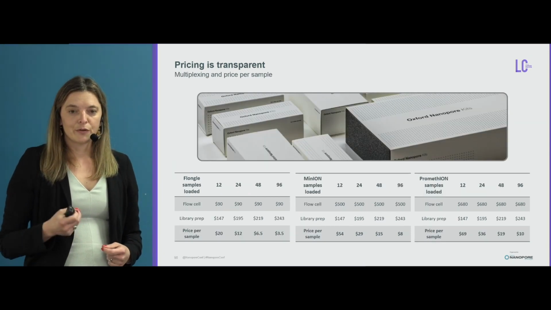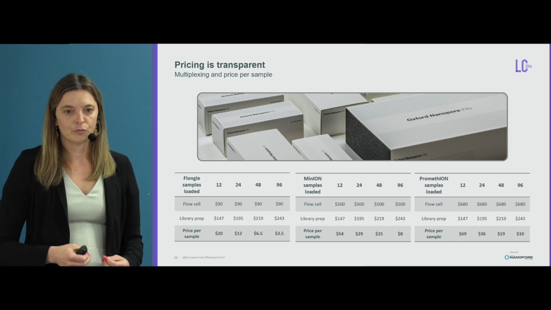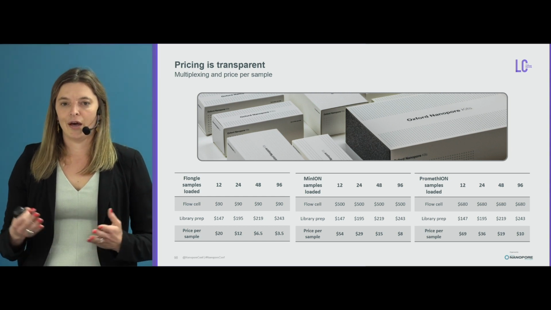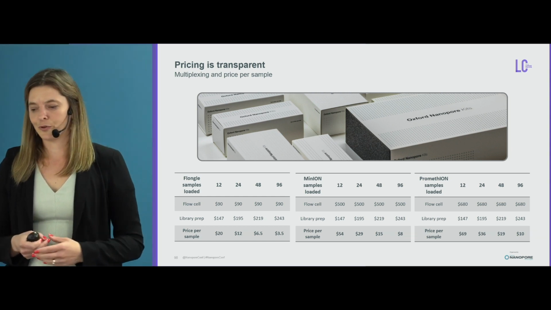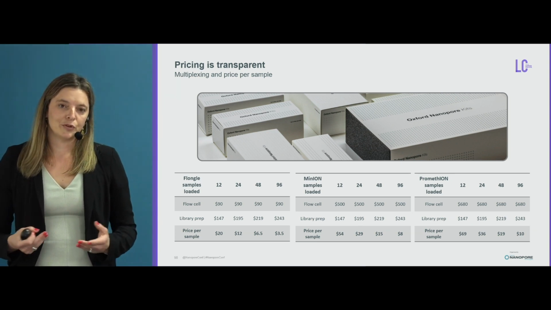With more multiplexing, with more barcoding, those of you who are doing smaller genomes, targeted work, can now access really low and very competitive price per samples and get through hopefully a lot more of your samples, a lot more of your projects than you would have done previously.